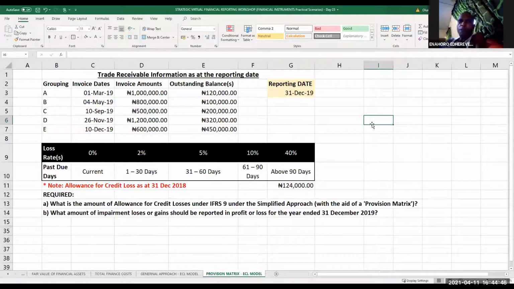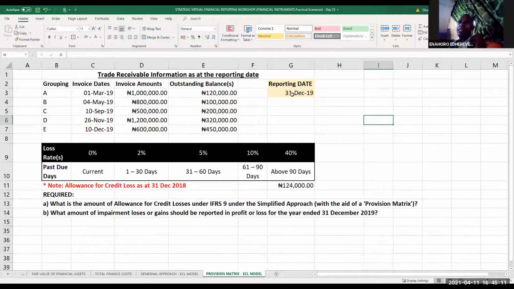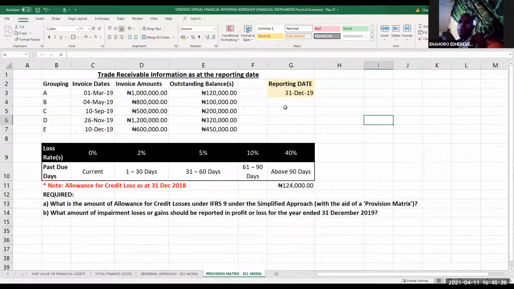Then under grouping, we have group A to E. Under group A, we have invoice date 1st March 2019, invoice amount on that date is 1 million, and the outstanding balance is 1 million, as at 31st December 2019. Then the invoice of May, you are only able to get 880,000, while 120,000 is outstanding. Okay, that's what it means.